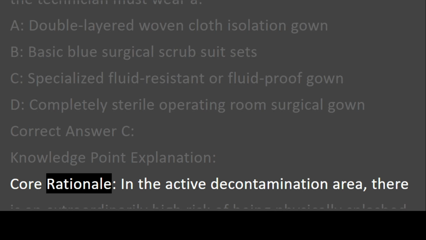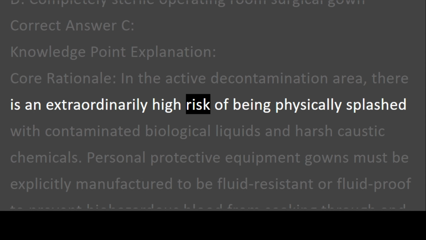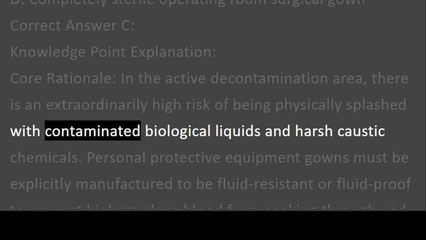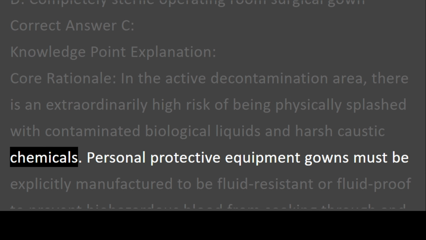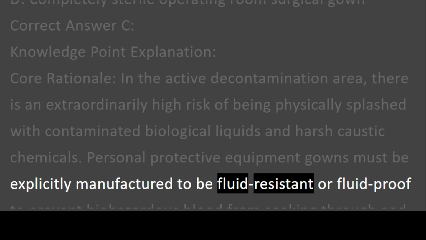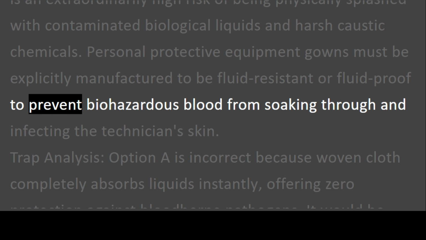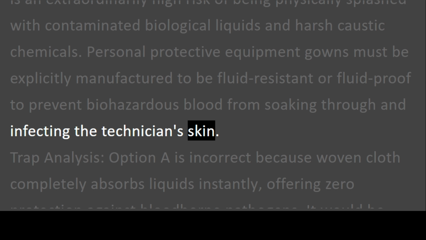Core rationale. In the active decontamination area, there is an extraordinarily high risk of being physically splashed with contaminated biological liquids and harsh caustic chemicals. Personal protective equipment gowns must be explicitly manufactured to be fluid-resistant or fluid-proof to prevent biohazardous blood from soaking through and infecting the technician's skin.